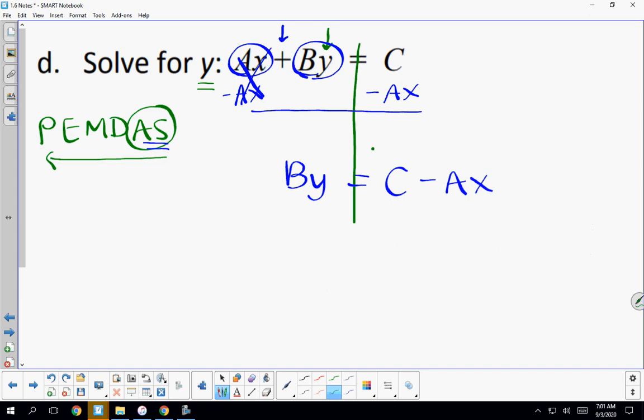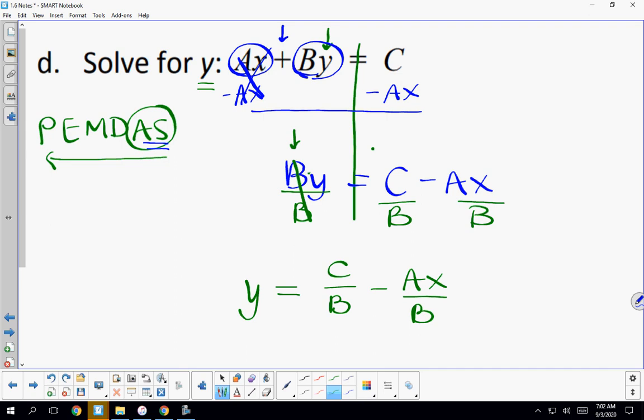And now, since we're isolating the y, we need to remove this b. Since this says b times y, the opposite of multiplication would be division. So I need to divide everything. So you can divide the whole thing by b, which really means we're dividing each one by b. However you want to write it is appropriate. You could leave it as y equals c divided by b minus ax divided by b. Or we could have left it as division of everything by b. So we could have left it like that. And this means the same thing.